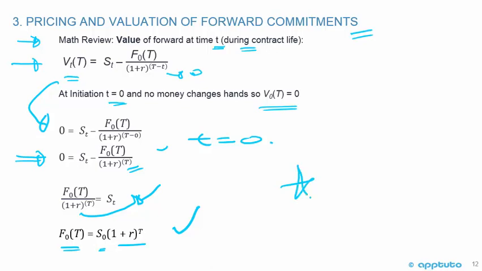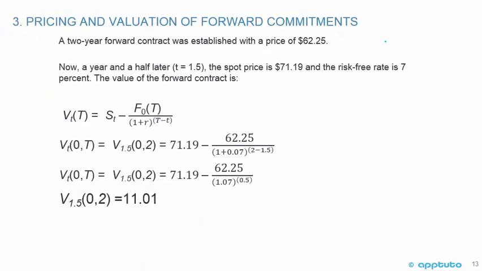So that's just a little bit of a math review for you that takes you through the pricing of a future, the valuation of a future, and the value of a forward. The pricing of a forward, the valuation of a forward at initiation is 0, and the value of a forward at any time, small t, during the life of the contract. Okay?